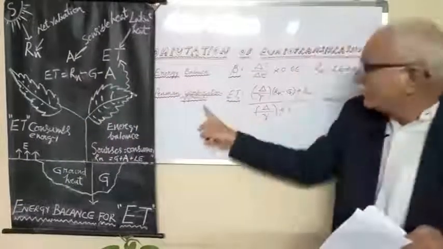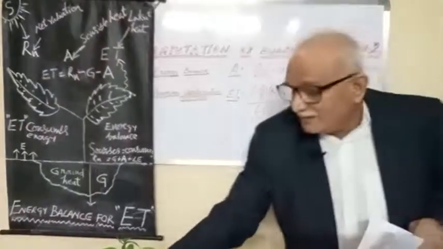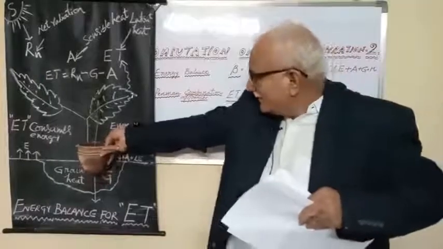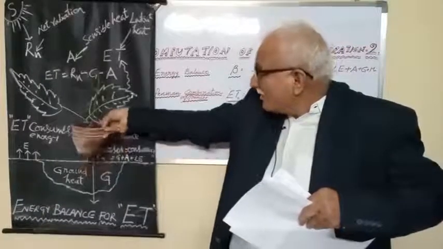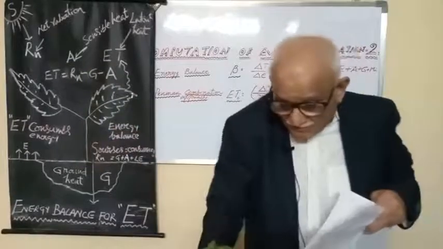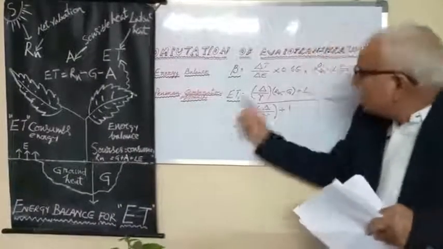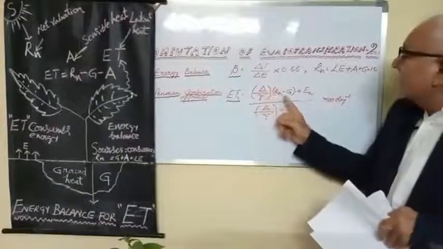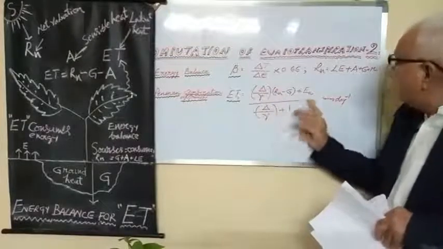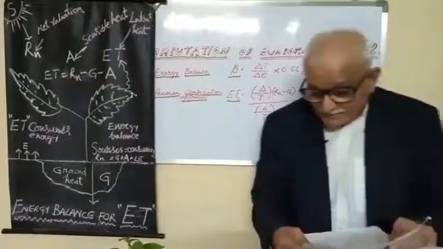So what is the equation in front of you? This is the equation. ETo, this is the reference crop evapotranspiration. You have to multiply with the crop coefficient. Here you see, energy balance: ET, evapotranspiration, equals Rn minus G minus A. Now, what is very interesting here is that in the Penman combination, delta by gamma, Rn minus G, plus Ea, over delta by gamma plus 1, in millimeters per day. What is it? Reference crop evapotranspiration. What is the meaning of it?